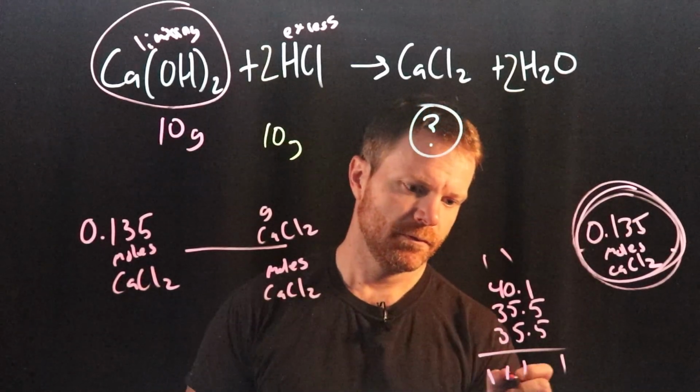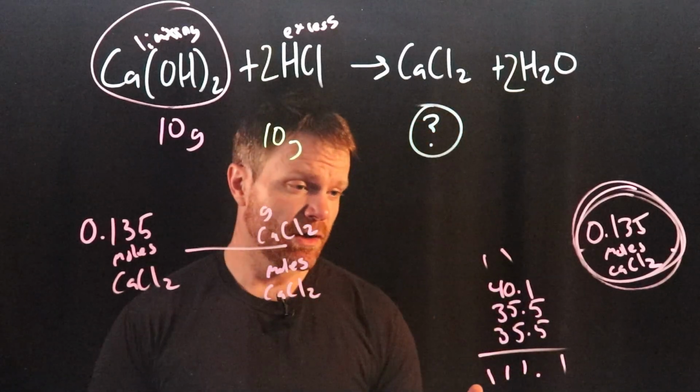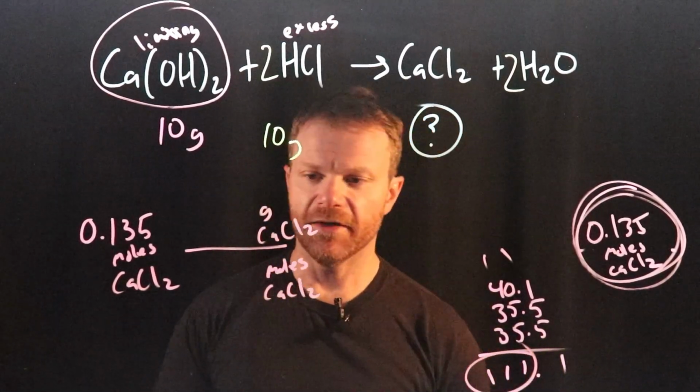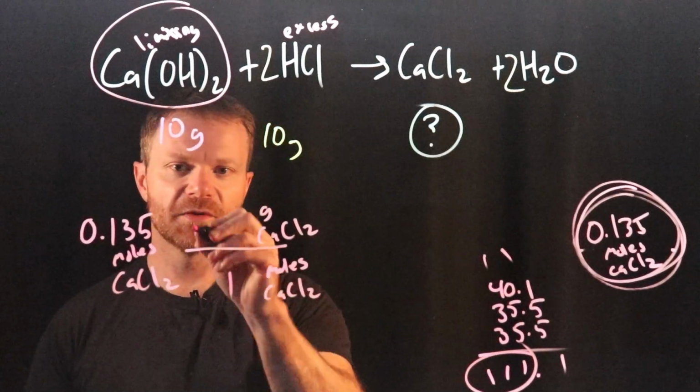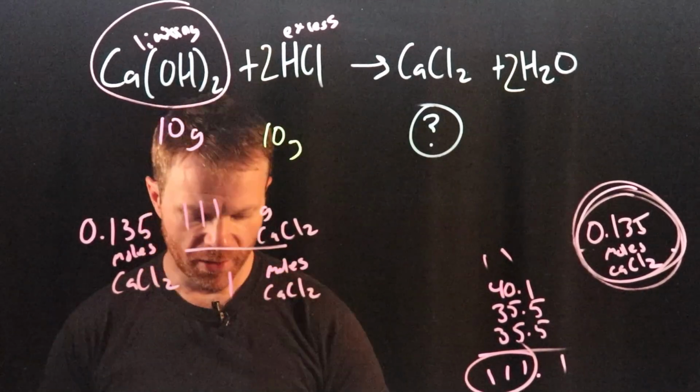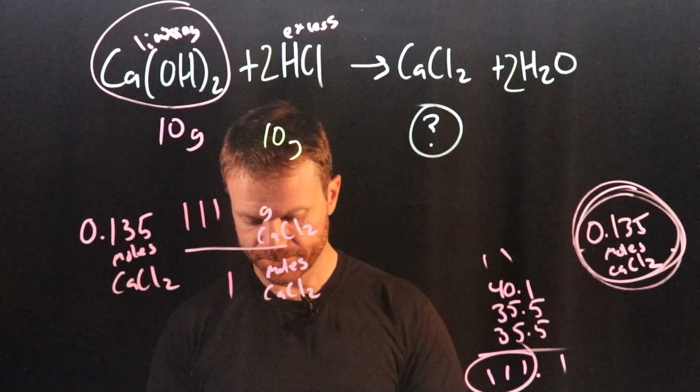Whoa. Is it 111.1? That's kind of a crazy number. Well, I guess we can just round that to 111, 3 sig figs. Okay, so for every 1 mole of calcium chloride, there are 111 grams. It's a really big compound.